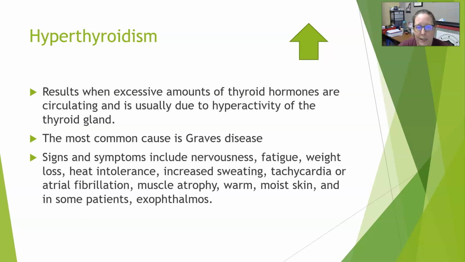Hyperthyroidism results when excessive amounts of thyroid hormones are circulating and produced, and it is usually due to hyperactivity of the thyroid gland. The most common cause is Graves' disease, which is another autoimmune disease, and in this one, the antibody that's produced basically mimics thyroid-stimulating hormone, TSH. The antibody will bind on the receptor on the thyroid for TSH, and therefore stimulate the thyroid to release more thyroid hormone, and it's going to be overstimulated, and therefore there will be too much thyroid hormone being released.